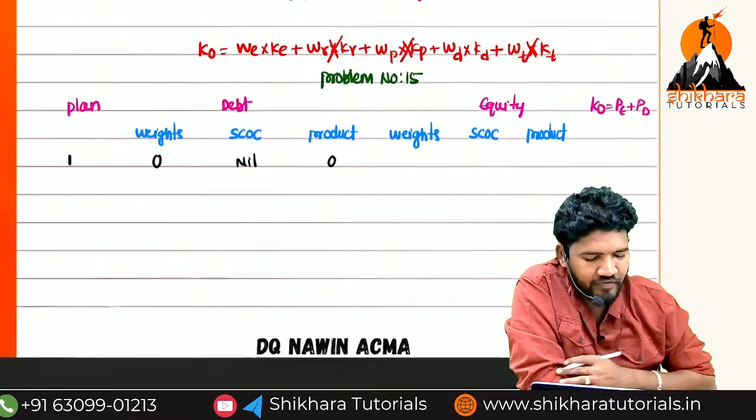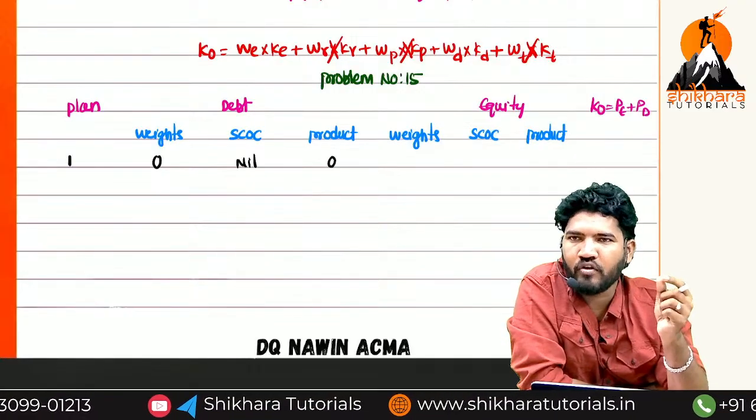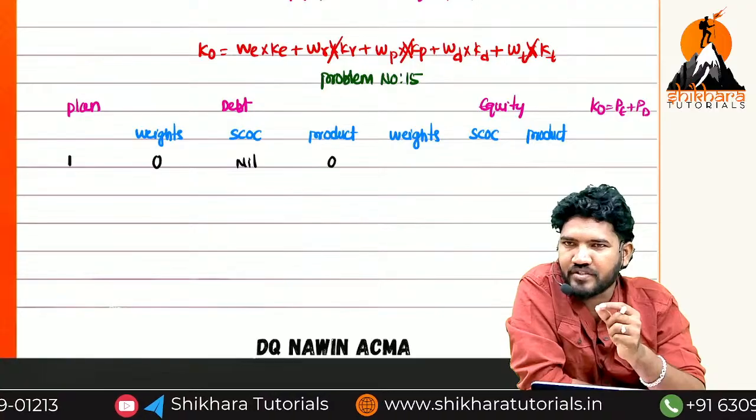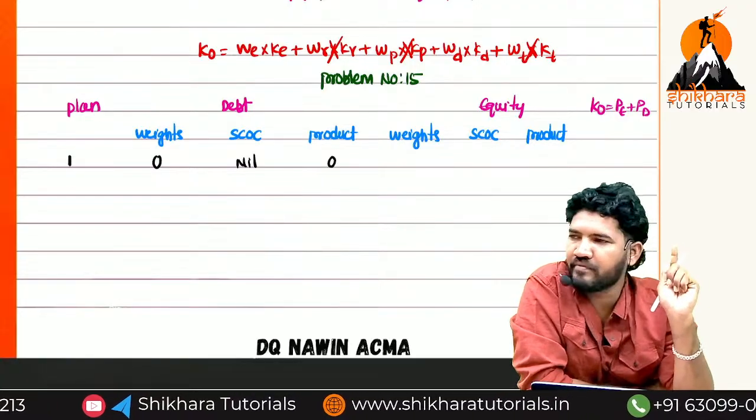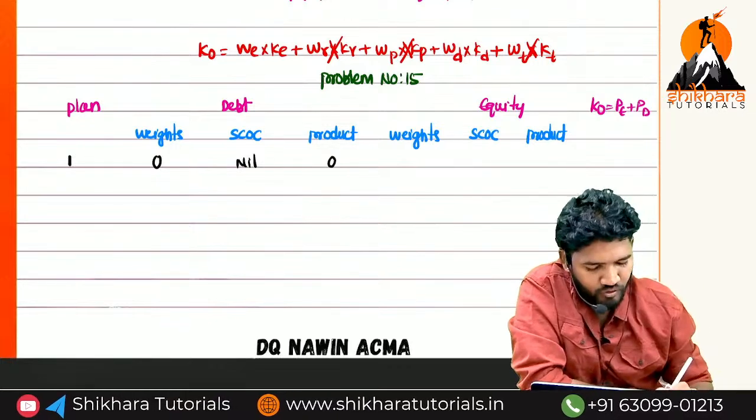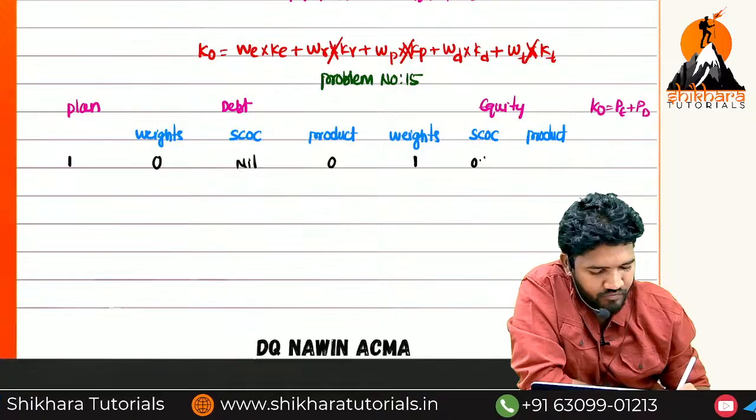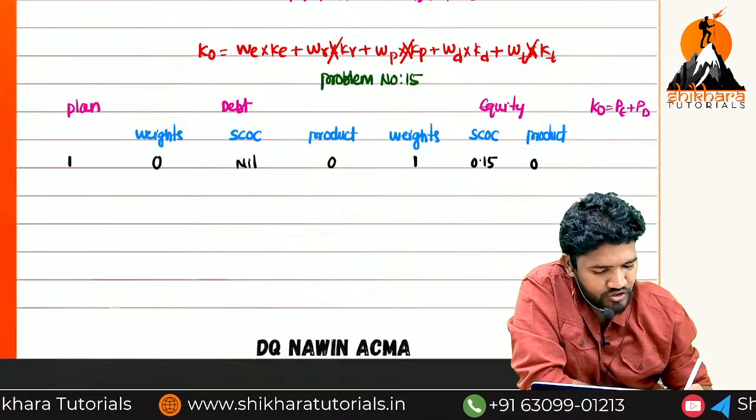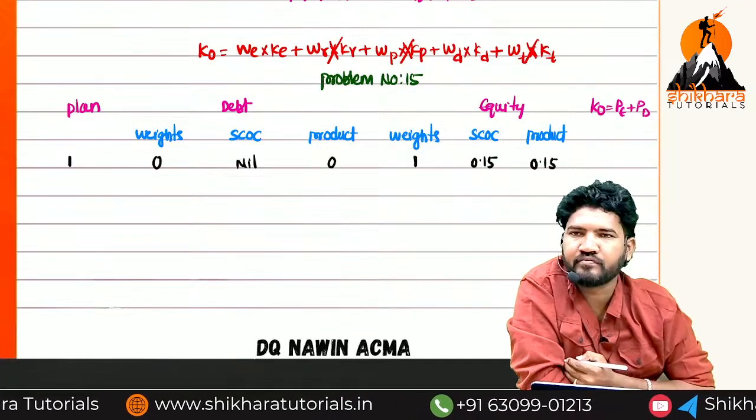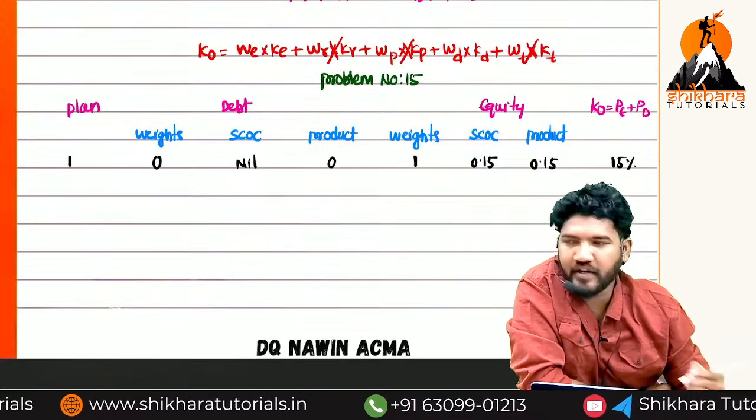What about the weight of equity? Out of 1 rupee, debt is 0, so equity is 1 rupee. I am not using percentages, I am using rates. 1 rupee. Specific cost of capital 0.15. Now product also 0.15. Now what about the KO? 15% only.